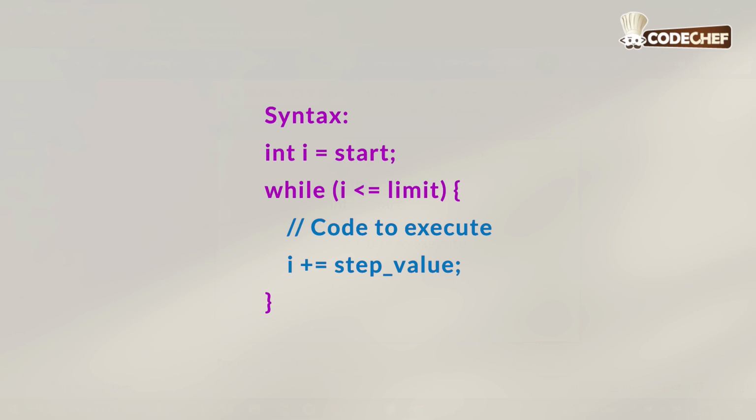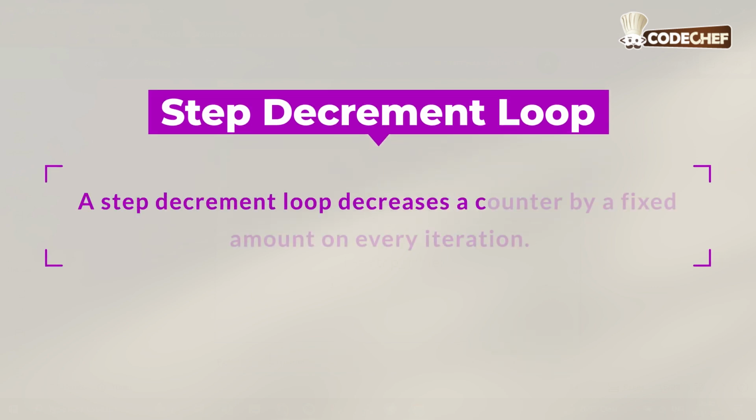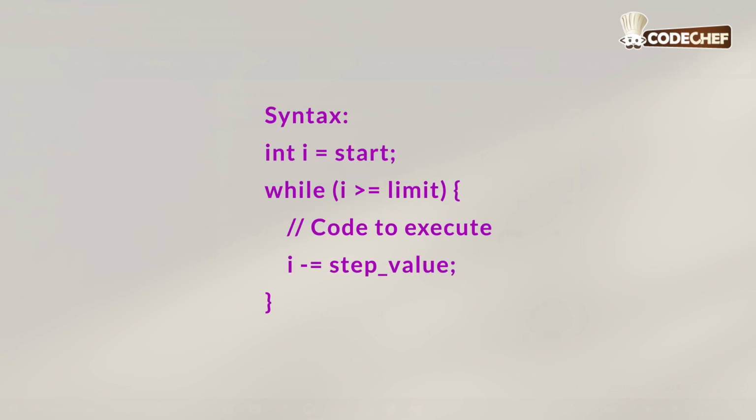Then we'll talk about the step decrement loop. A step decrement loop decreases a counter by a fixed amount on every iteration. The syntax for the same is int i = start, while i >= limit, the code to execute, and i -= step value.